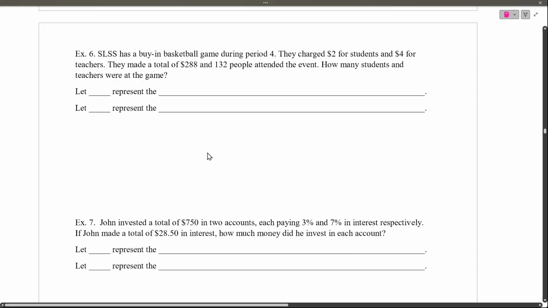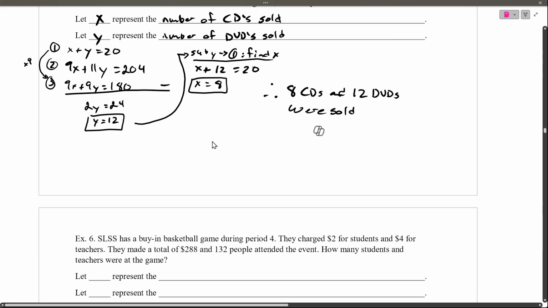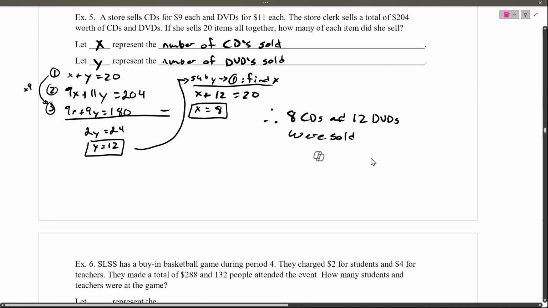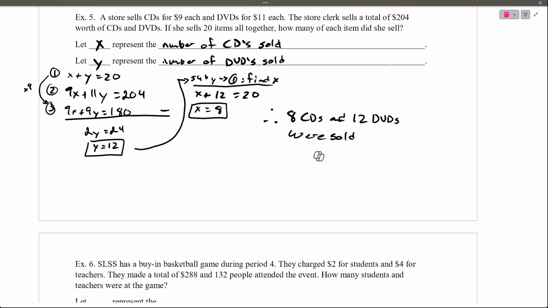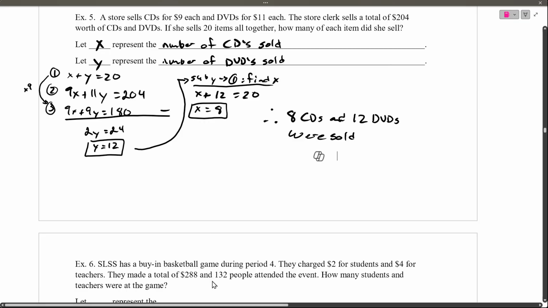This is quite literally the exact same question we just saw. If you combine the text for these and look at the text of these, this is the exact same question. We have a price for one object, a price for the second object, and we know that we made a certain amount of money. We are also told how many total of the items we have. In the first one, we had exactly 20 items, and this time we have 132 items. So we're going to follow the exact same pattern. It's the same question. They just swapped out the numbers.